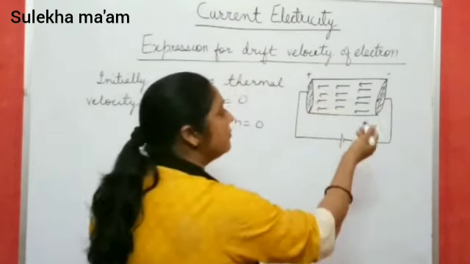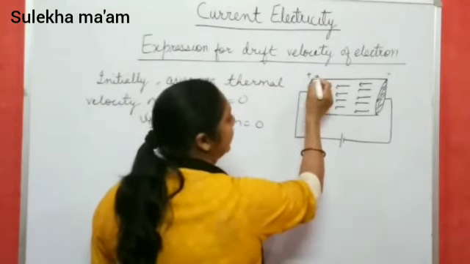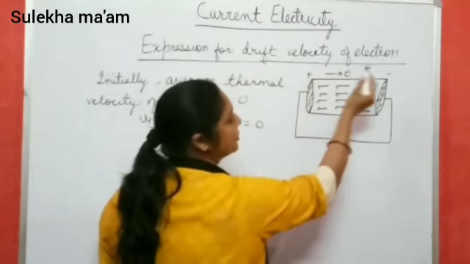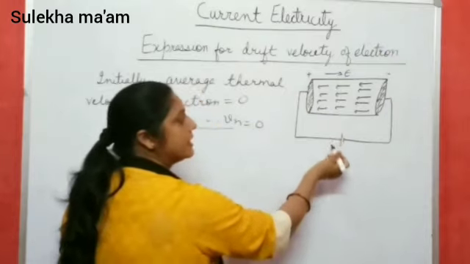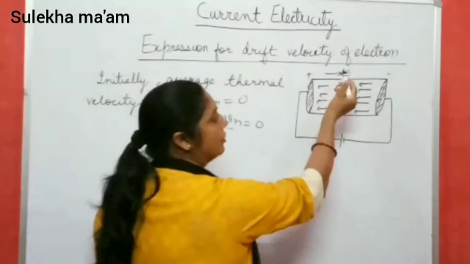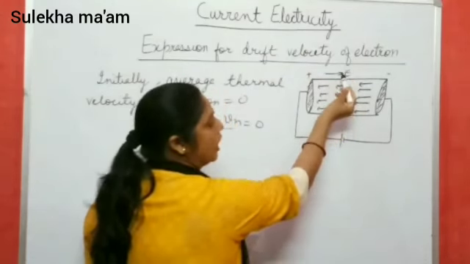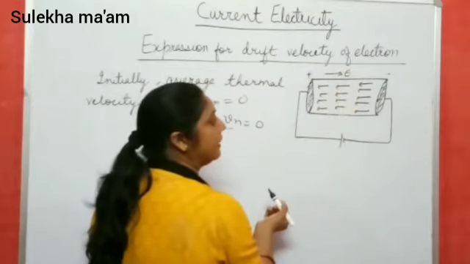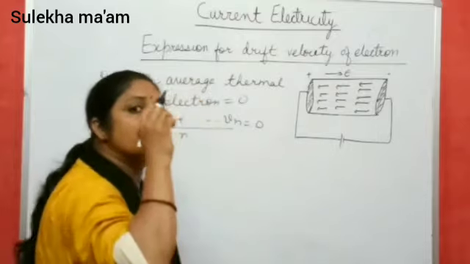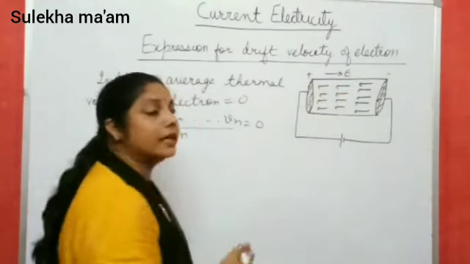So they gain some velocity under the application of electric field. Electric field is along this direction, from positive to negative. When the battery is connected, it means an electric field is created. And under the application of electric field, electrons start moving in which direction? Opposite to the direction of electric field. Why? Because this electric field exerts force on the electron, and due to that, this electron starts moving.